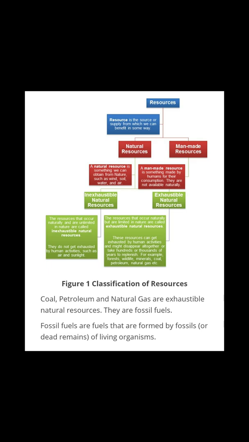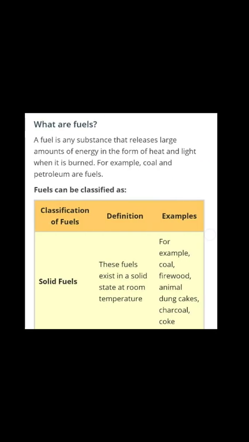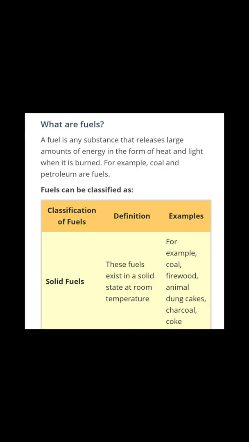Coal, petroleum and natural gas are exhaustible natural resources. They are also known as fossil fuels. What are fossil fuels? They are the fuels that are formed from the fossils of living organisms. A fuel is any substance that releases a large amount of energy in the form of heat and light when it burns, for example, coal and petroleum.